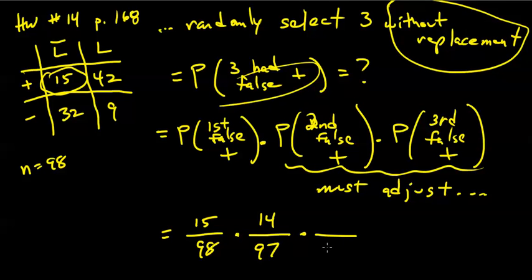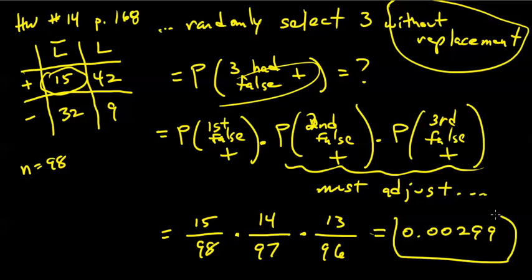And similarly, what's the probability that the third one is a false positive? Well, again, assuming the first 2 have been picked without replacement, we've got 96, 2 less to choose from, and 2 less false positives to choose from. And if we grind that out, I get a very low probability of 0.00299.